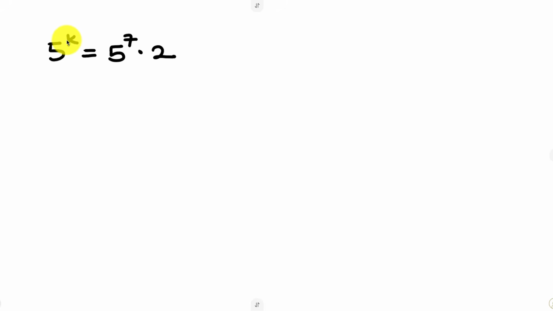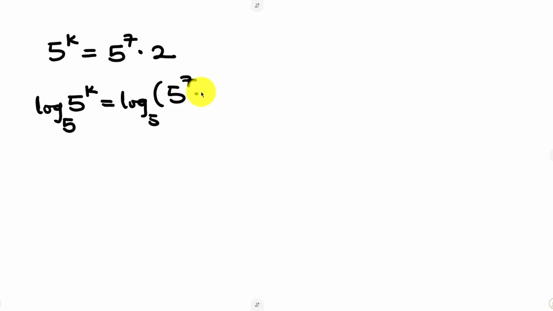Very good. Now, since the unknown is an exponent, and in order to bring it down, we have to take the log of both sides. But I have a base of 5 here. That means I'll be taking the log base 5 of both sides. So the log base 5 of 5 to the power of k is equal to log base 5 of the right hand side, which is 5 to the power of 7 times 2.